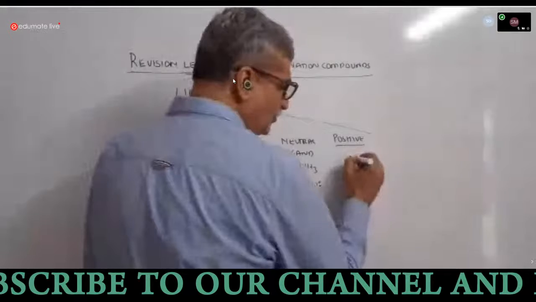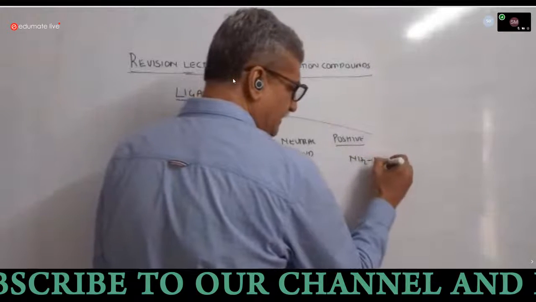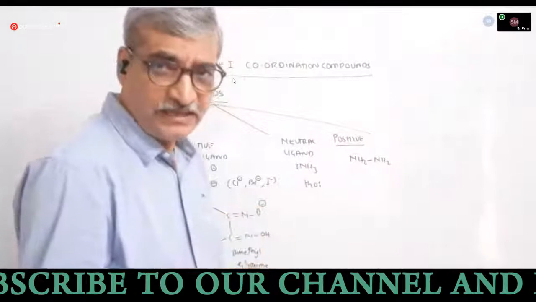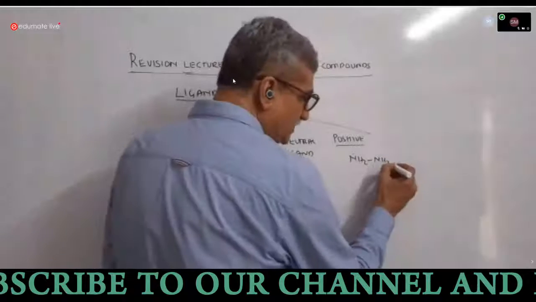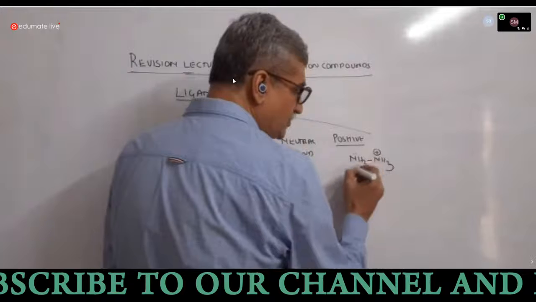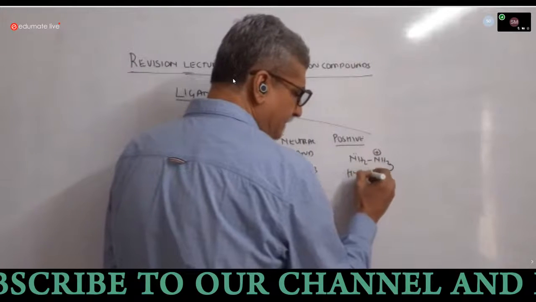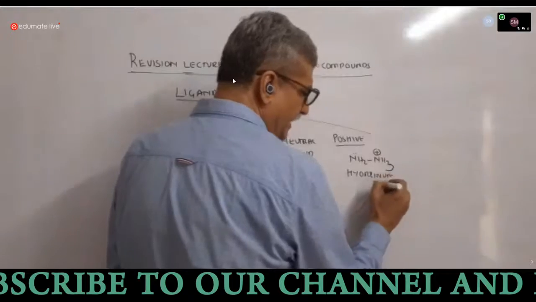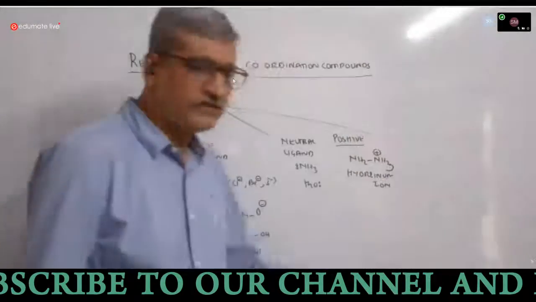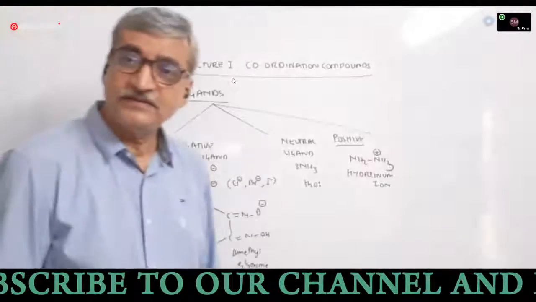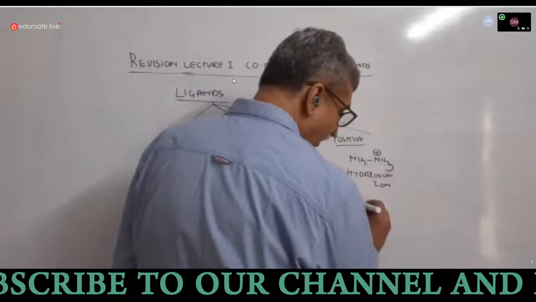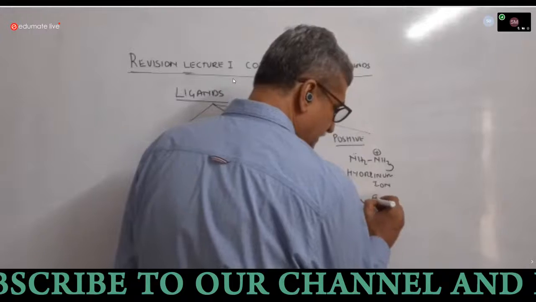See, NH2NH2 is hydrazine. It should be a neutral ligand. When you treat hydrazine with H plus, the H plus gets attached, and so hydrazinium ion will be an example of a positive ligand. Then we have NO plus.